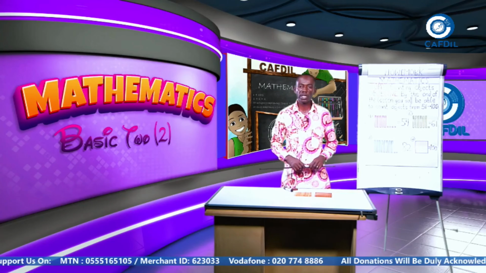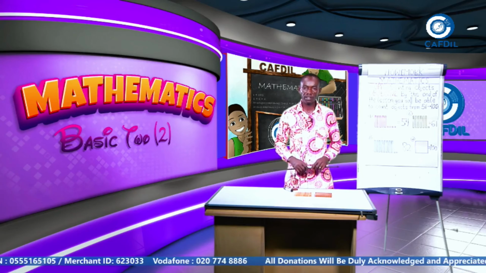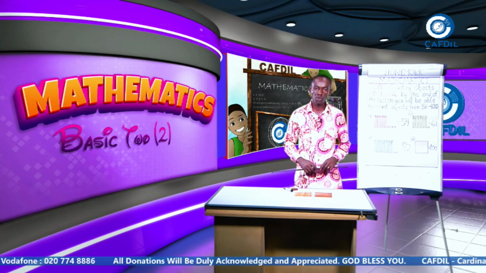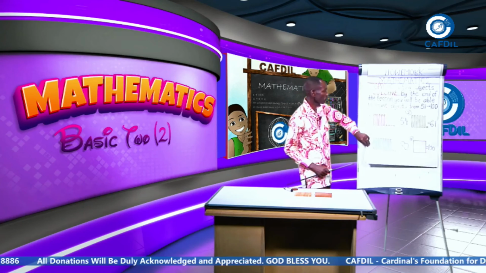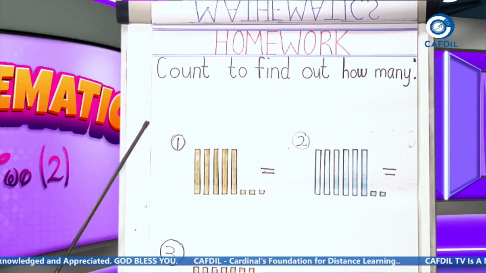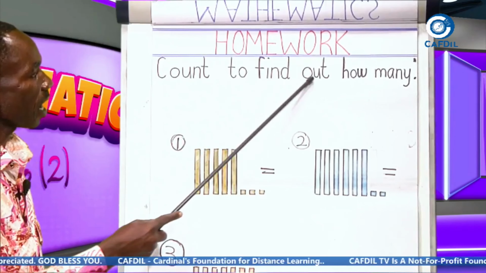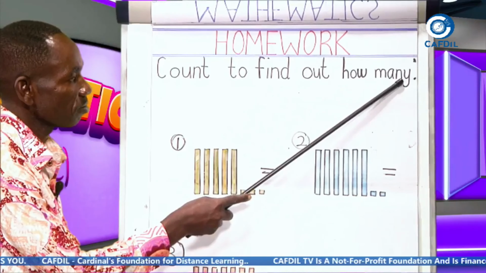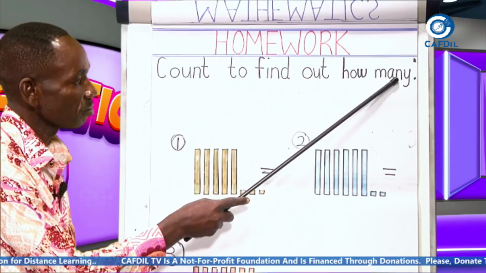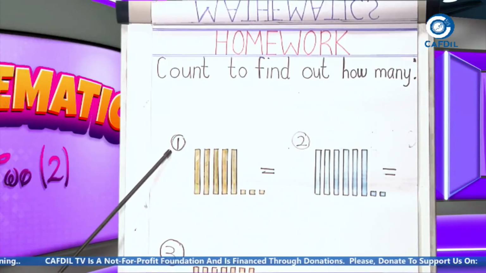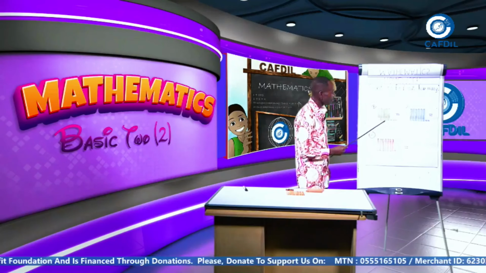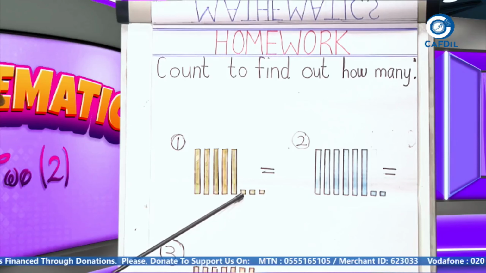All too soon, we have come to the end of our lesson. Before we go, let's have this homework. Count to find out how many. For question 1, there are 5 longs and 3 cubes.